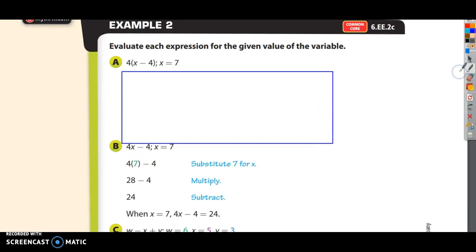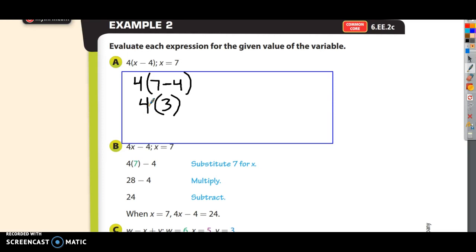So question A says 4(x - 4), and then it tells you what x is. So just like before, what we do is we copy down all the numbers, and then I'm going to take x out and replace it with 7, because it says right here that x is equal to 7. So this is how we're going to solve this one. We're going to start inside the parentheses. 7 minus 4 is 3. I'm going to leave that inside the parentheses because 4 right next to 3 doesn't mean 43. It means 4 times 3.